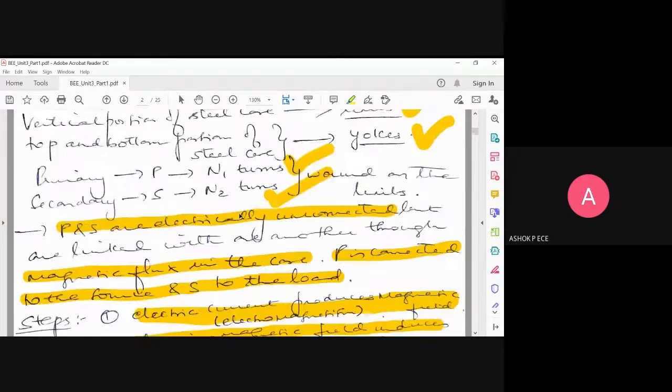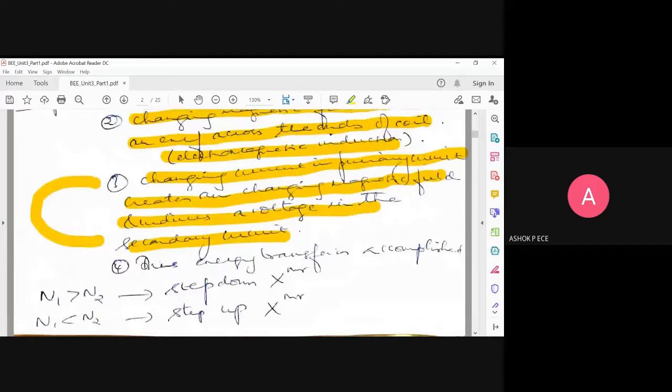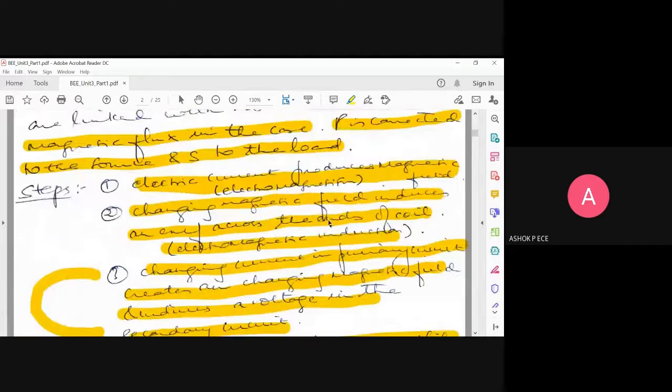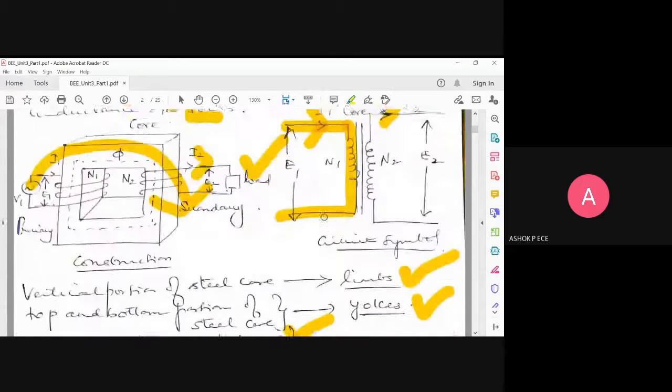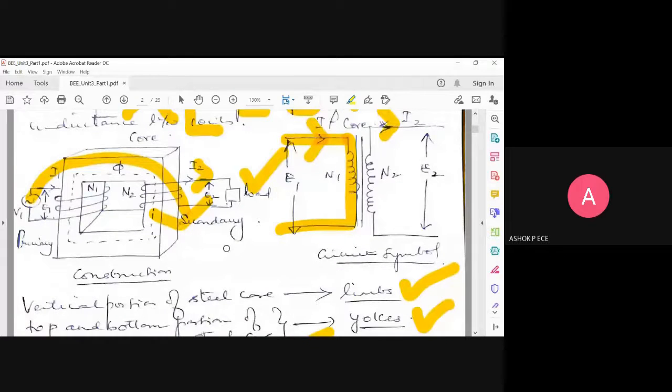If things are clear, you can ask your queries if you are not clear with the operation. You have to be very clear with the operation of the transformer. How actually, step by step, if you remember, it's going to be very, very simple. How the actual energy transfer takes place from primary to secondary. Any doubts so far?